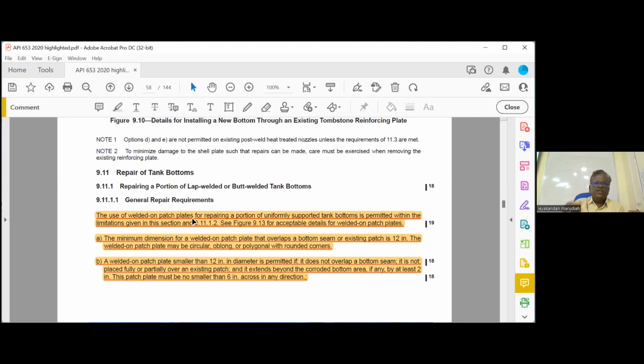9.11.1.1. The use of welded on patch plate for repairing portion of uniformly supported tank bottoms is permitted within the limitations. The minimum diameter of welded on patch plate overlapping the bottom seam is 12 inch. That is important. If it is overlapping the bottom seam, 12 inch, and may be circular, oblong, or polygonal with rounded corners. A welded on patch plate smaller than 12 inch is permitted if it does not overlap a bottom seam, and extends at least 2 inch beyond the corroded area. The patch plate should be no smaller than 6 inch. It should not be less than 6 inch.